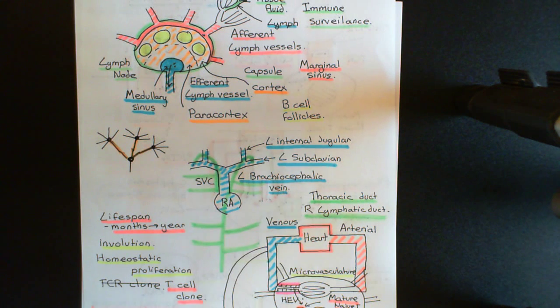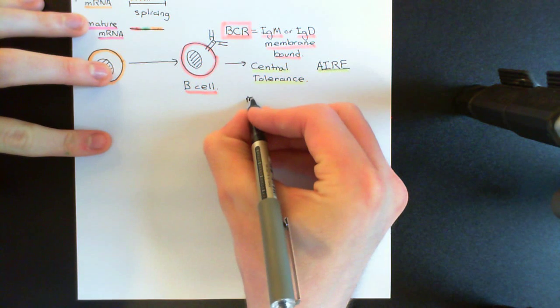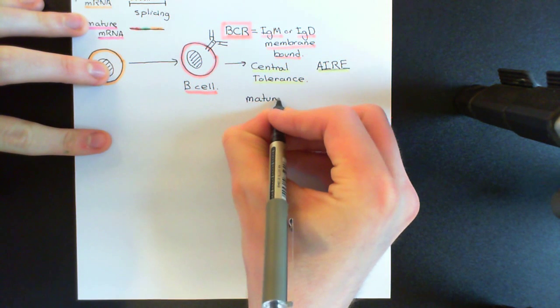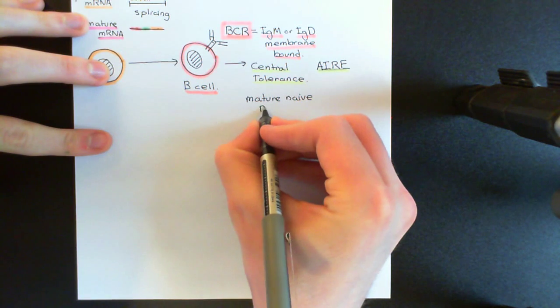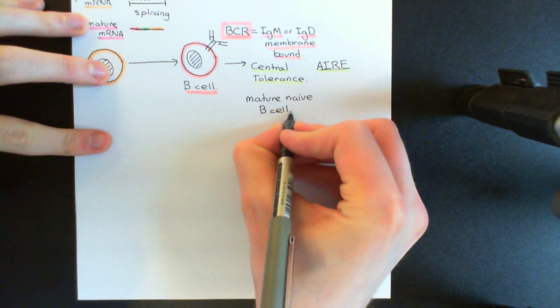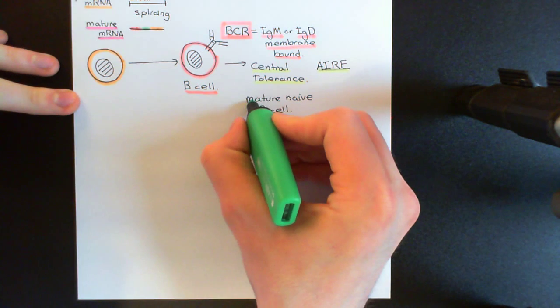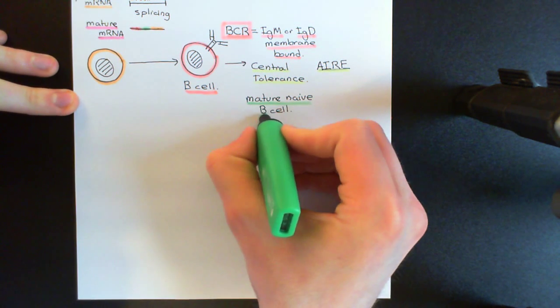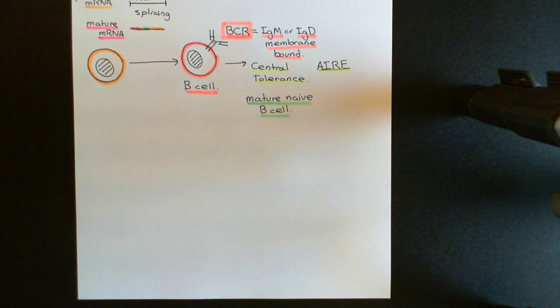Okay, the final thing to say then is that their lifespan is similar to the lifespan of naive T cells. And by the way, we would call these B cells now mature naive B cells. So they are mature, their development process is finished, but they are currently naive because they have never seen their antigen yet. They've never been activated as part of an adaptive immune response. So the lifespan of a mature naive B cell is similar to the lifespan of a mature naive T cell. It's from months to years.